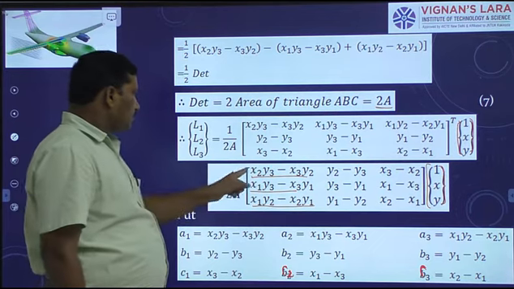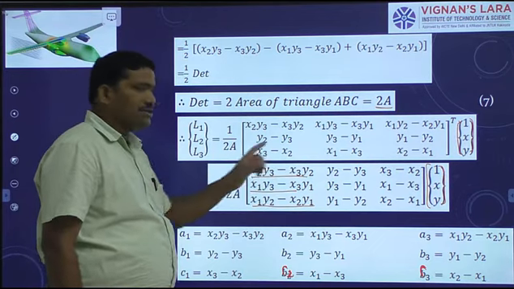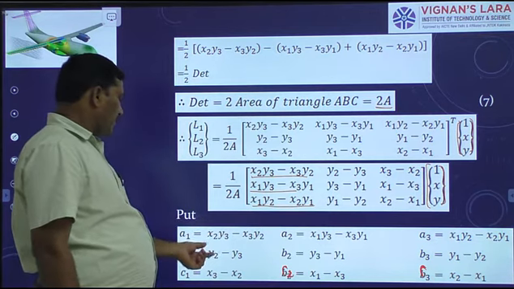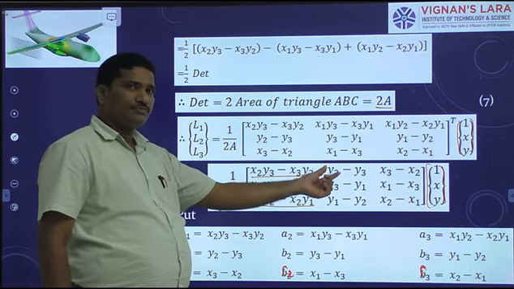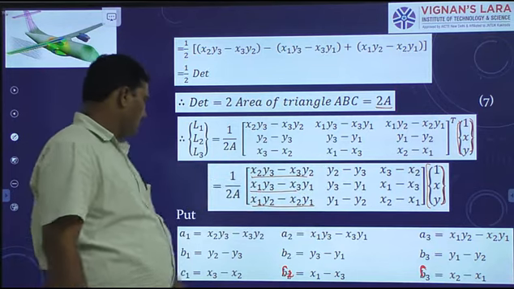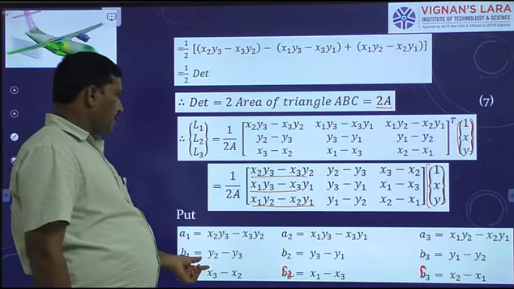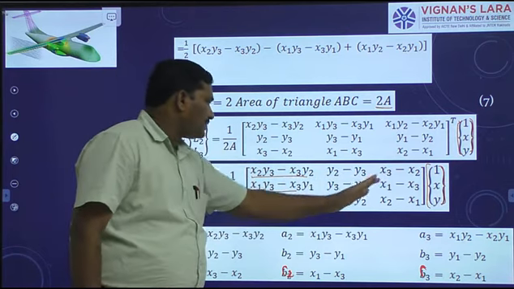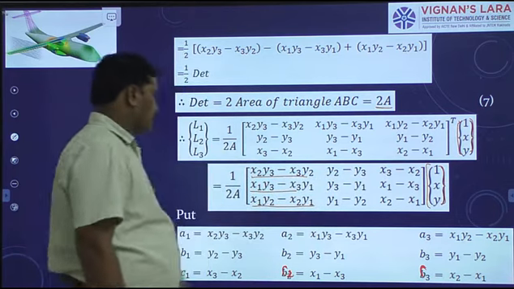Now x2, y3 minus x3, y2, I say A1. Now B1, I say y2 minus y3. C1, I say x3 minus x2. Similarly, other elements I also define like this.